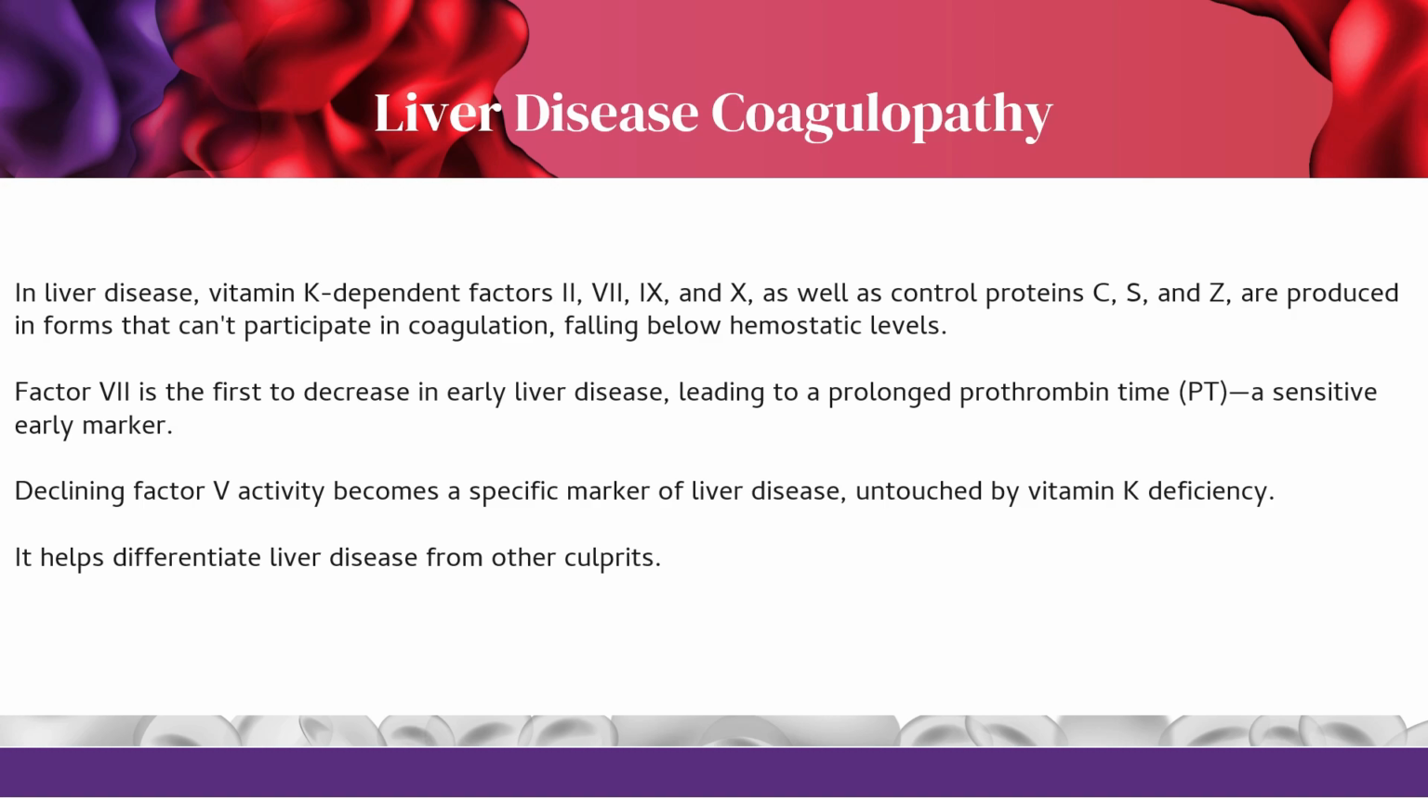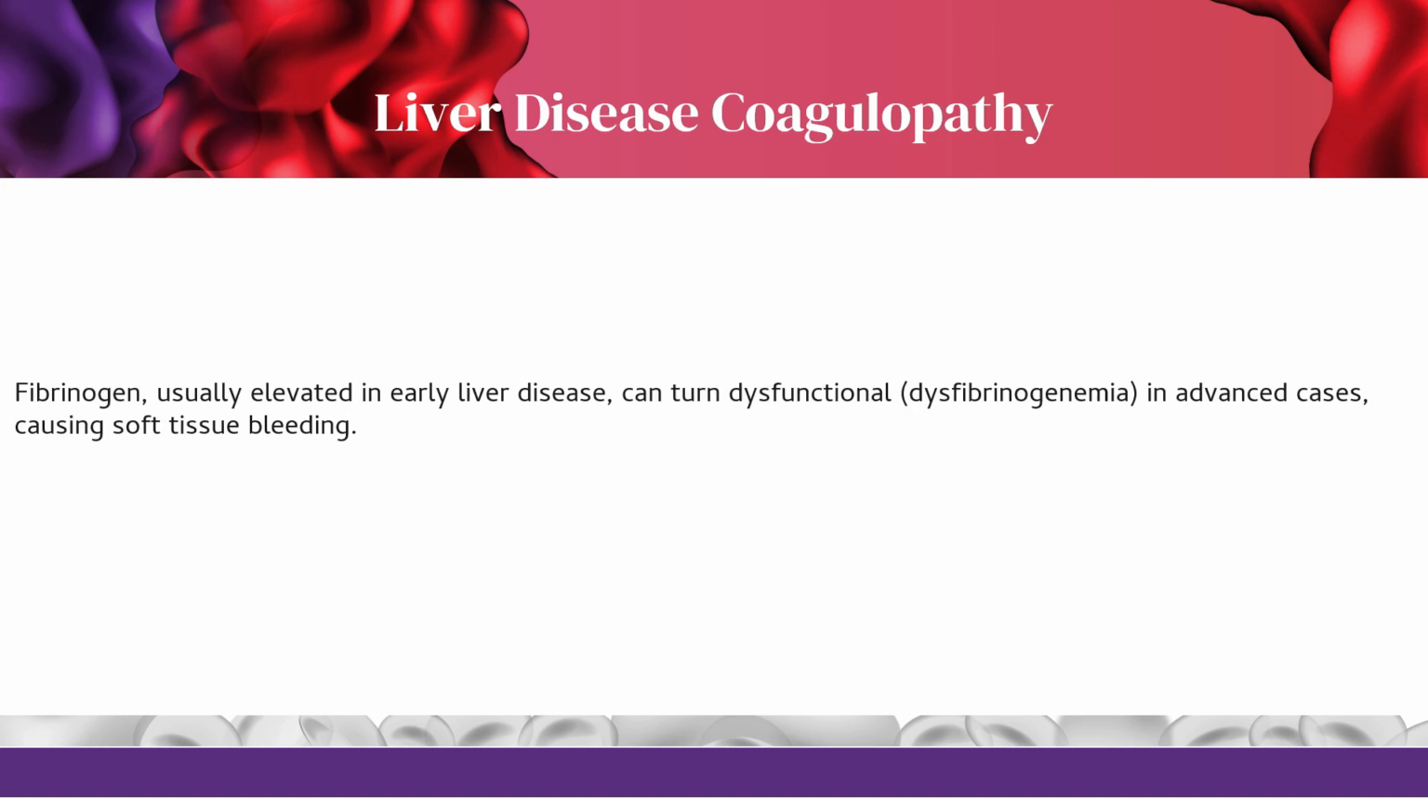But it doesn't stop there. Fibrinogen, usually elevated in early liver disease, can turn dysfunctional, dysfibrinogenemia, in advanced cases, causing soft tissue bleeding. In the end stage, fibrinogen levels may plummet, a telltale sign of liver failure.